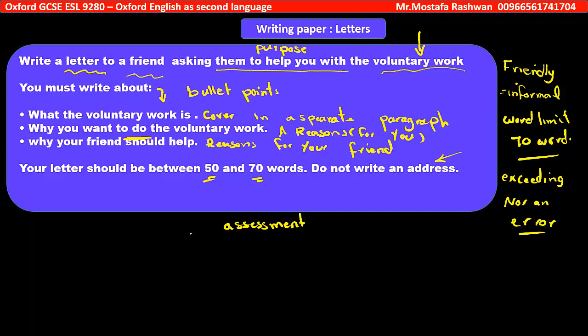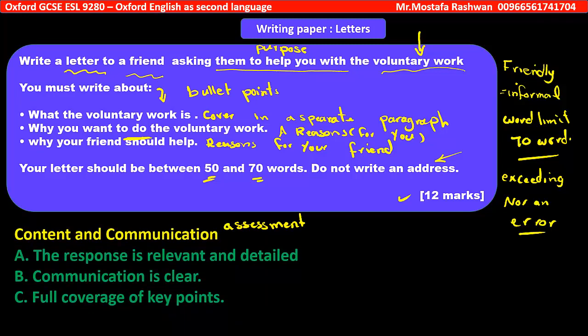You need to identify the good sides in your letter and the bad sides. You should know what to do and what not to do. Okay. By the way, the letter question receives 12 marks, 6 marks for the content and 6 marks for the language.